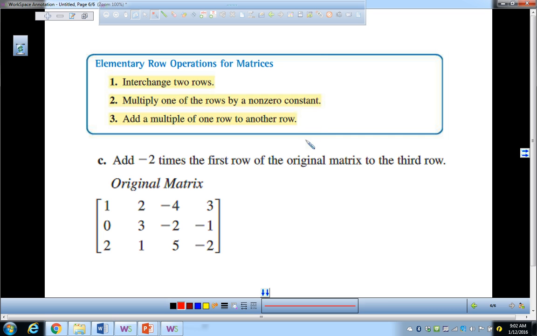Let me just add negative 2 times the first row of the original matrix to the third row. Could you do that? What would you get? Negative 2 times the first row of the original matrix added to the third row. What would you get down here? You'd get 0. What would you get here?